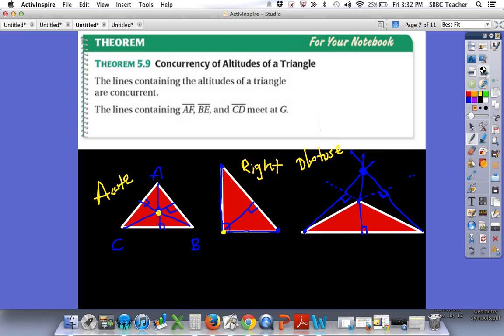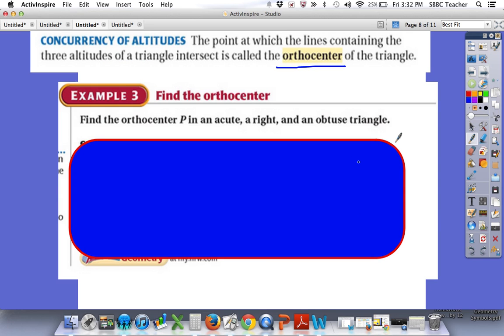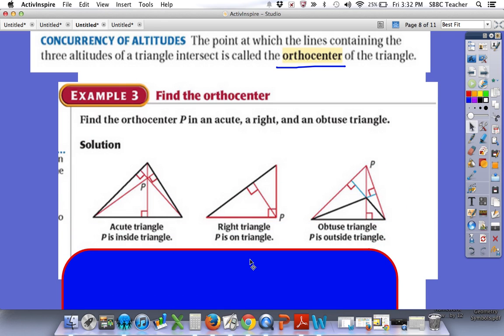And I'll show you some better drawings over here. So in an acute triangle, the orthocenter is inside. In a right triangle, the orthocenter is on the triangle. In an obtuse triangle, the orthocenter is outside of the triangle.